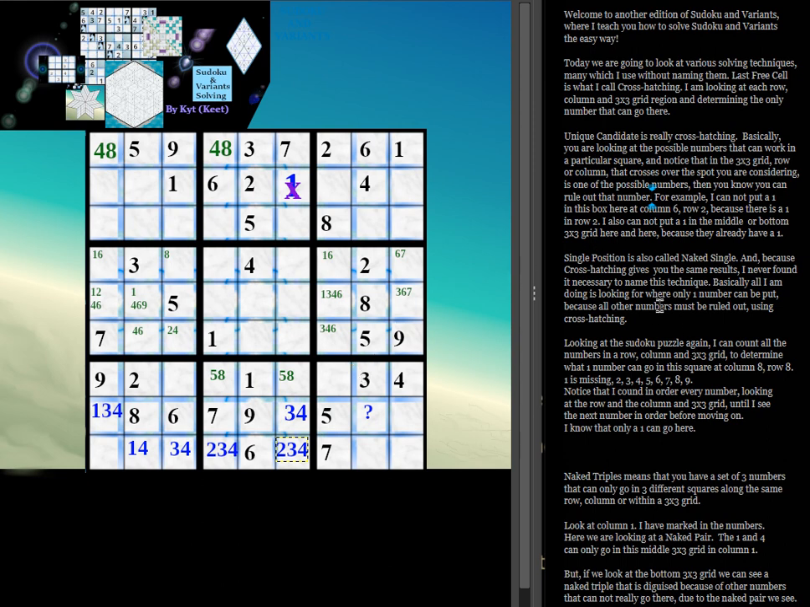Single position is also called naked single. And because cross-hatching gives you the same results, I never found it necessary to name this technique. Basically, all I'm doing is looking for where only one number can be put because all other numbers must be ruled out using cross-hatching.